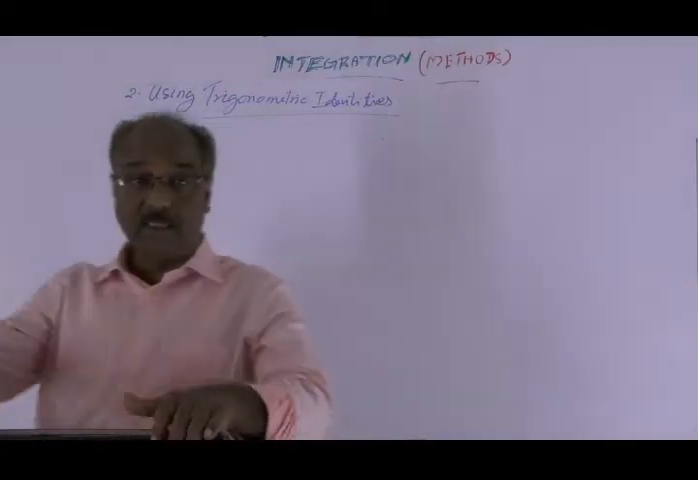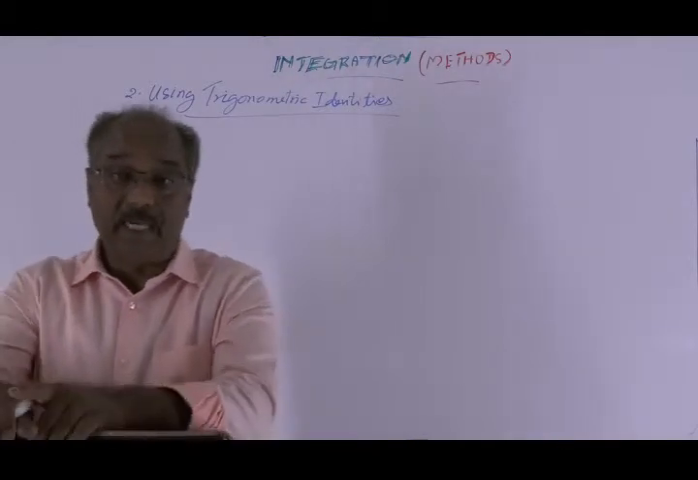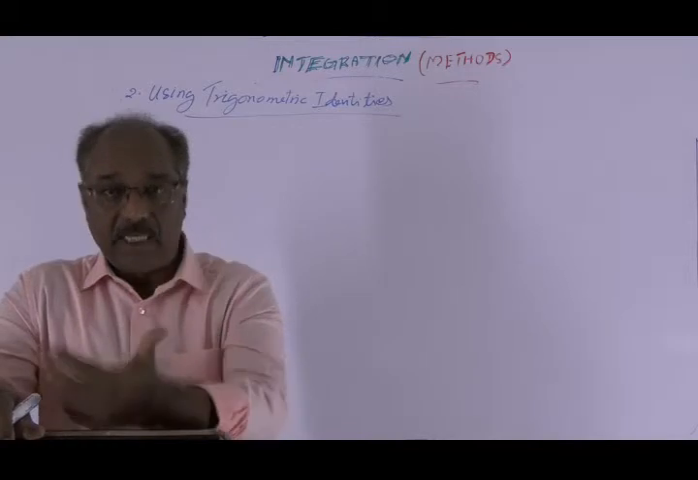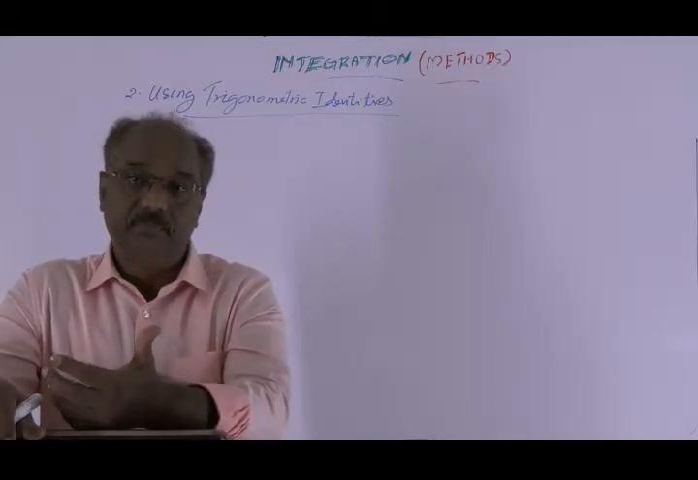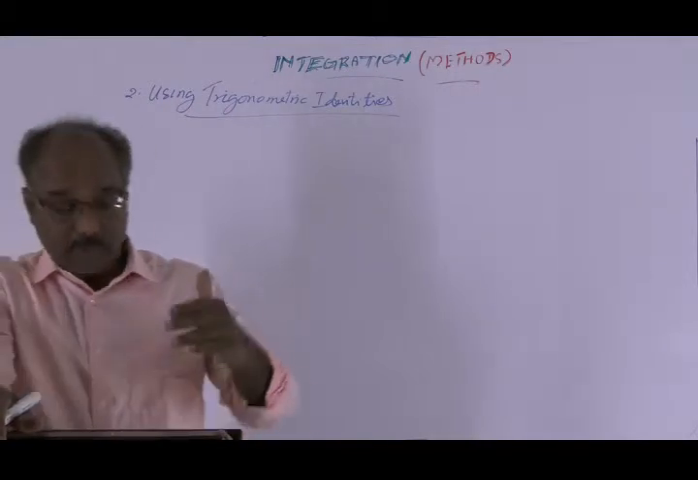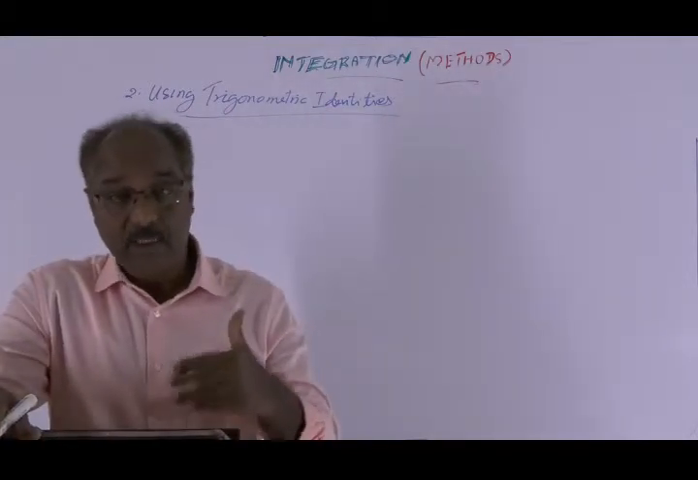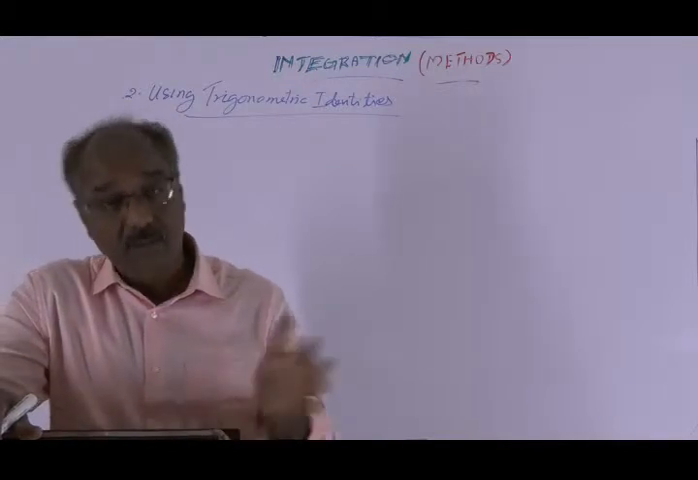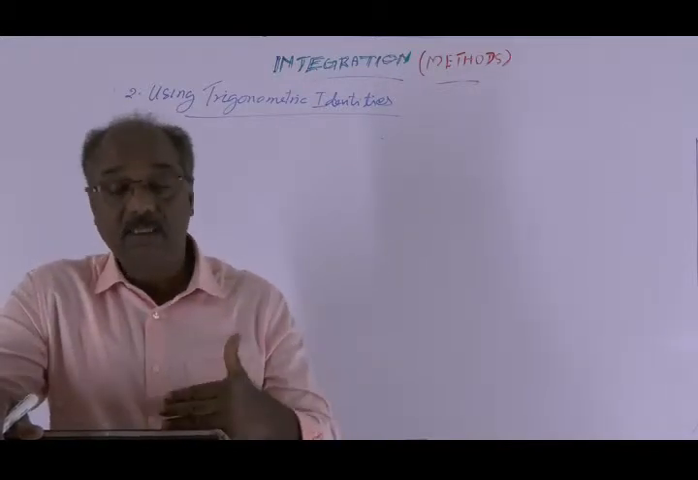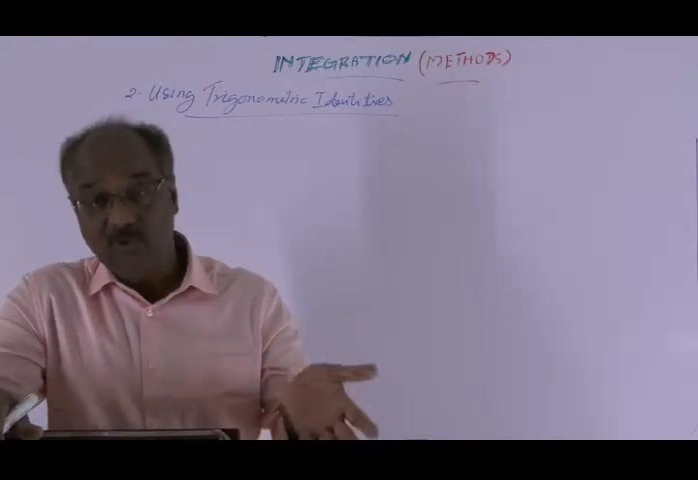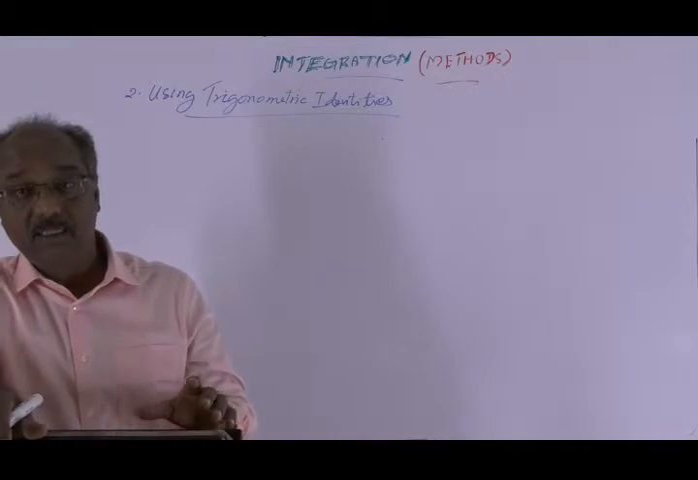Now, integration using trigonometric identities. We have a number of trigonometric identities. For example, cos 2x is equal to cos squared x minus sin squared x, again equal to 2 cos squared x minus 1, again 1 minus 2 sin squared x, and so on. Sin 3x is equal to 3 sin x minus 4 sin cube x. Similarly for cos 3x, tan 3x.